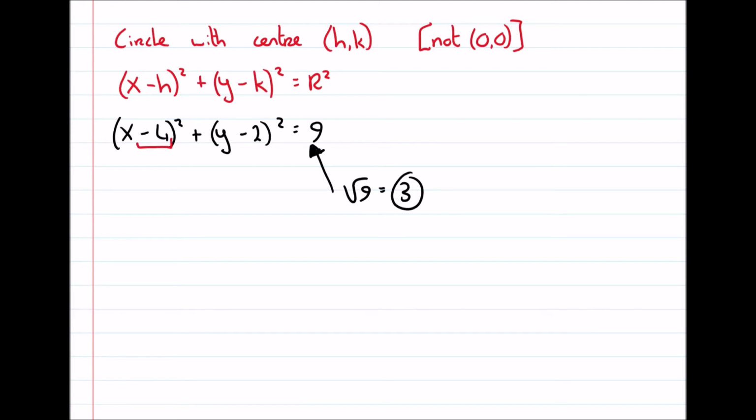I take this minus 4 out and I change its sign. I always do that: I take it out, I change its sign. So if that was a plus 4, I take it out, I change its sign, it would be a minus 4. In this case, it's a minus 4, I take it out, it changes to a plus 4. This is a minus 2, take it out, it changes to a plus 2. So its center is 4, 2. We knew that already, but that's proof that this method works.